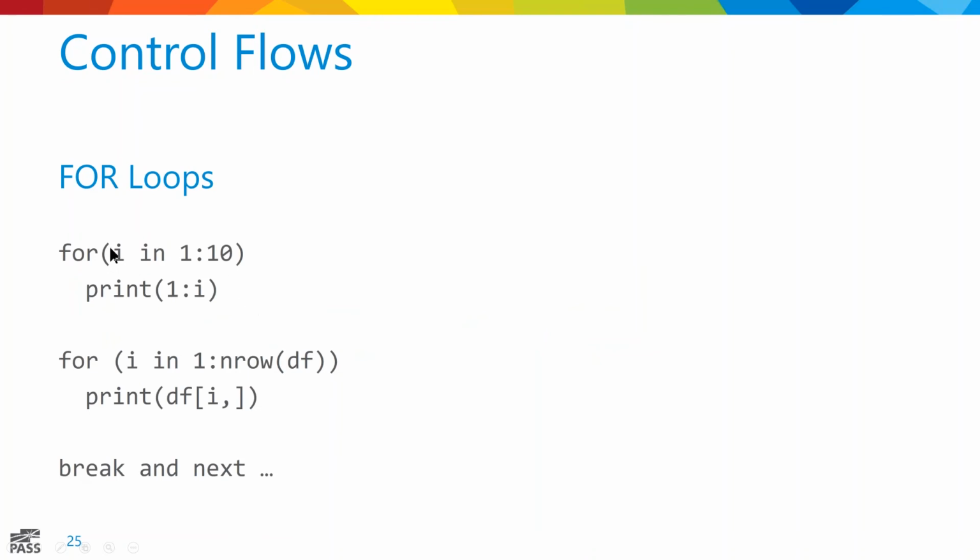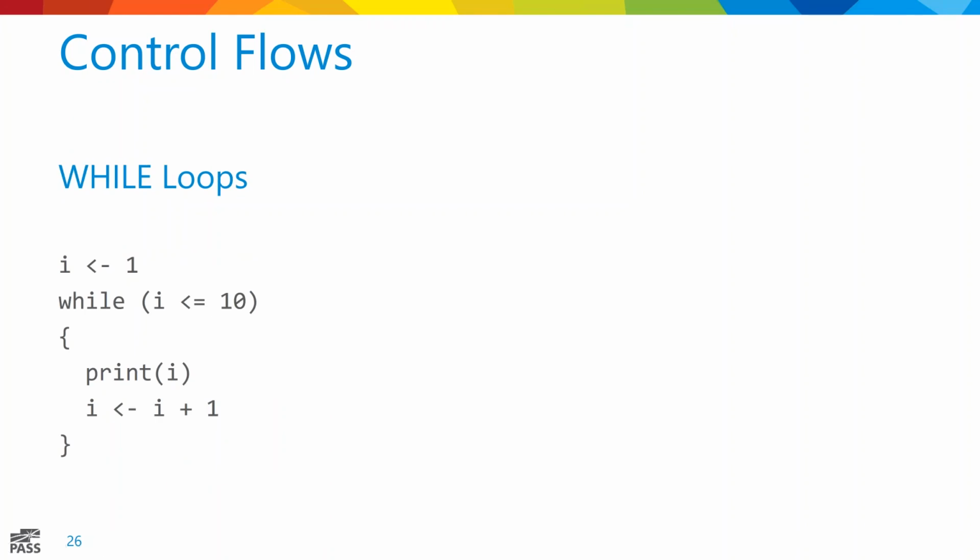For loops. We have for loops in R: for i in 1 through 10, print i. Also for a data frame, remember data frames are like tables, this little function nrow returns the number of rows in that data frame. So I can loop through a data frame and print each row. I'll show you some demos of this and it will make more sense. You also have break and next in your for loops.